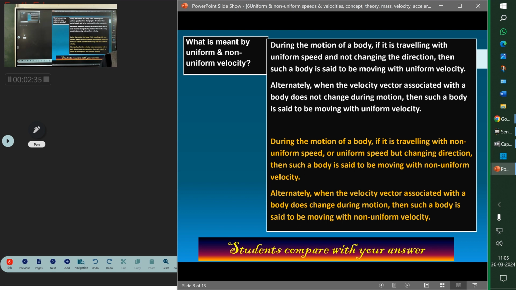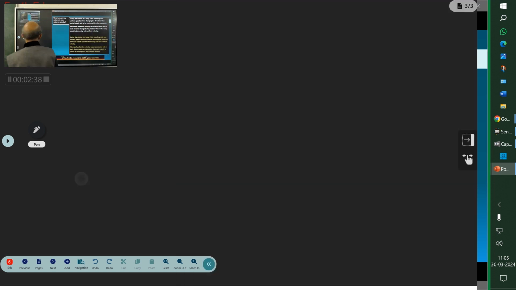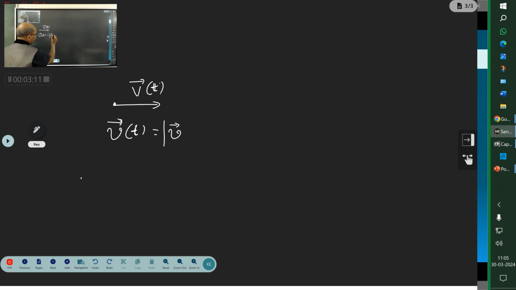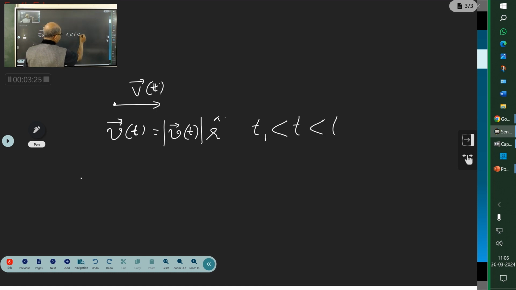That is, v bar of t is equal to... see, how will you write this statement? How will I write this statement now here? If I want to represent it, I will represent the body like this. V bar of t is the velocity vector. Now, I want to say that this body's velocity will not change between time t1 to t2. So how will I write that? V bar of t is equal to modulus V bar of t. See, I am introducing a new symbol here: modulus V bar of t times r cap, for t1 less than t less than t2.